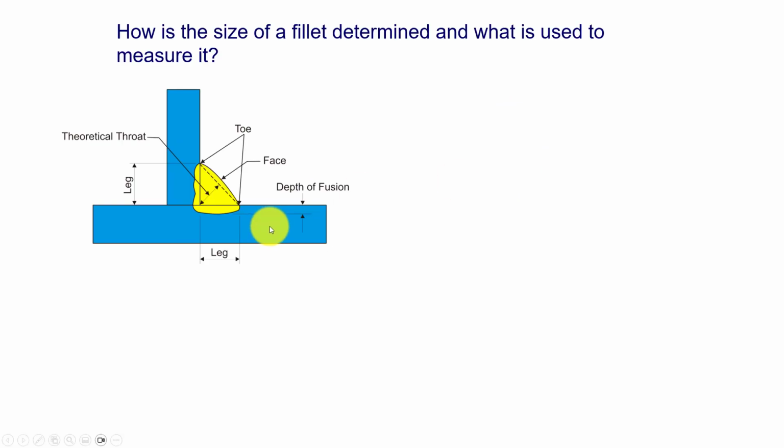Now, let's look at some terms. We've got the leg of the weld. That's the distance from here to this far point, which is the toe. That's going to be our leg of the weld. It's typically where we measure the welds. So 1/4 inch, 1/2 inch, 3/16, things like that.